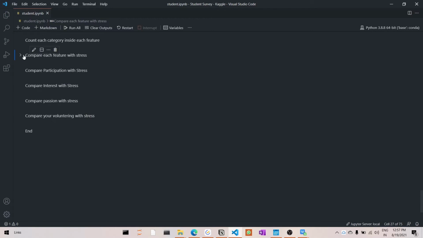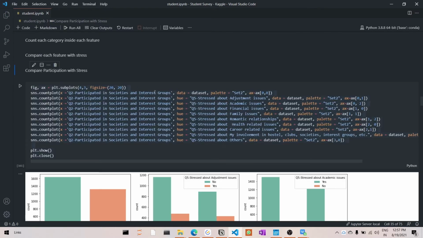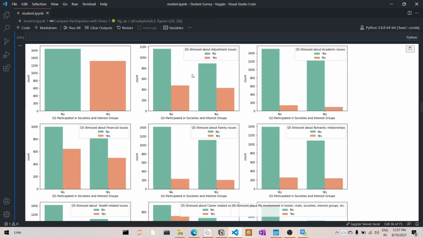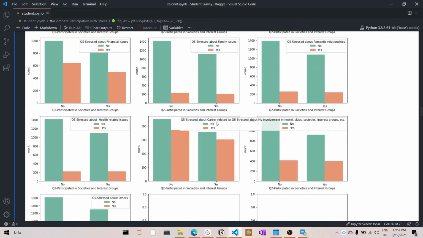Then we are going to see the impact of participation with stress. Similarly, we are using count plot. Then we are going to answer the participation with different stress. So here you can see the participation in societies and interest group, and we can compare that with the various stress. So you can see the students saying no is higher than the yes, and here you can see the different stress count, yes, no, and here you can see the different stress count about adjustment issue, financial issue, family issue, career related issue.